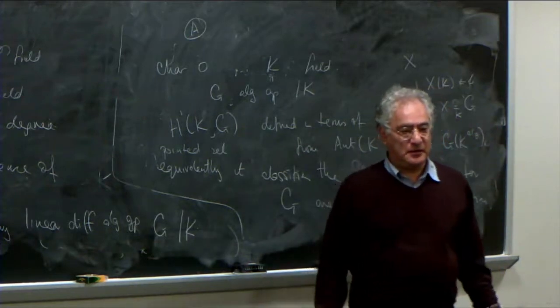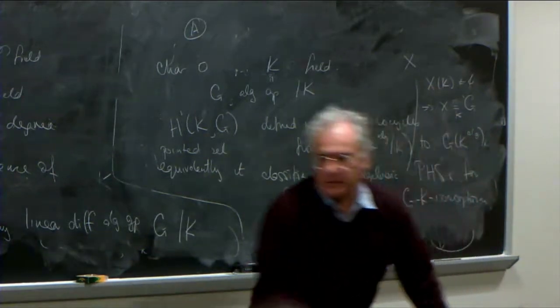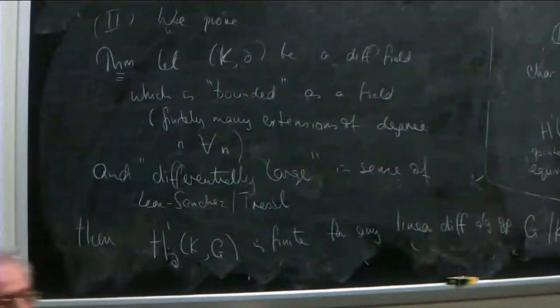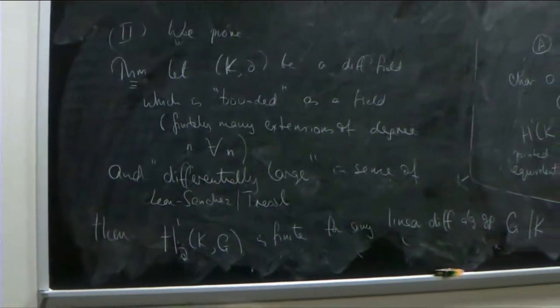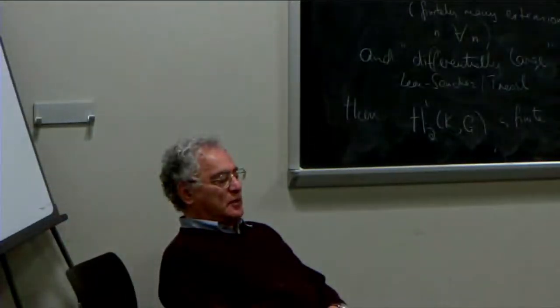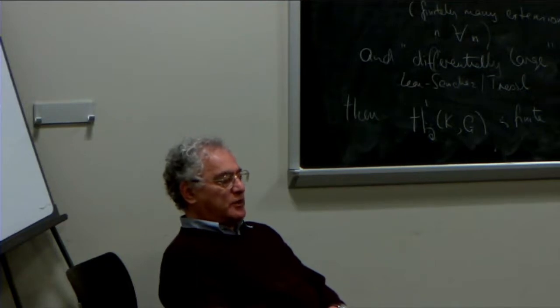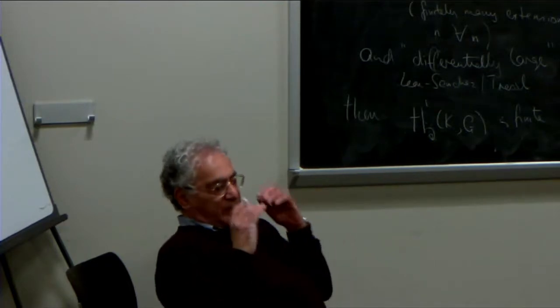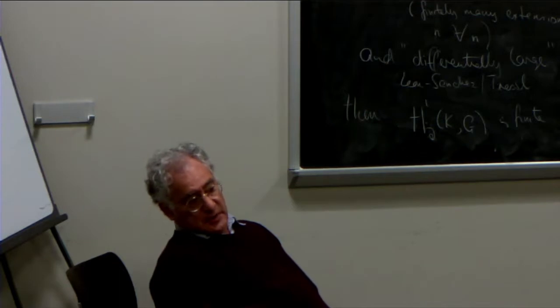And is there a connection? Can one say something finer, in particular to relate the number of extensions in some way with the number of isomorphisms? Yeah, exactly. Because it controls the number of extensions, it's connected with that.